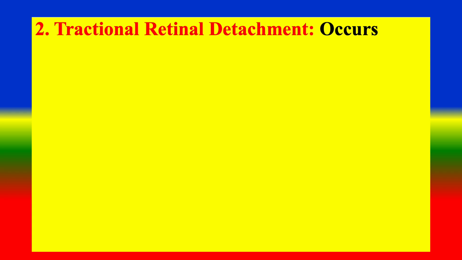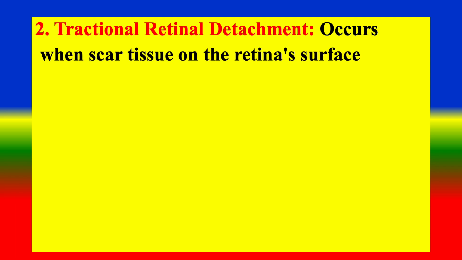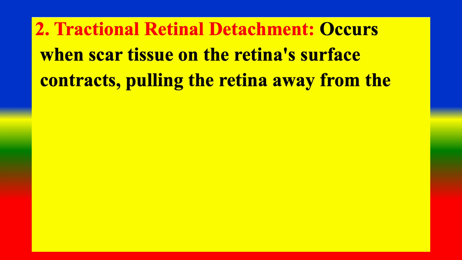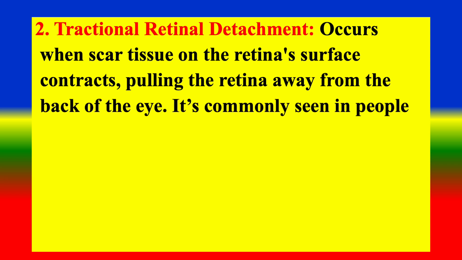2. Tractional retinal detachment occurs when scar tissue on the retina's surface contracts, pulling the retina away from the back of the eye. It is commonly seen in people with diabetes.